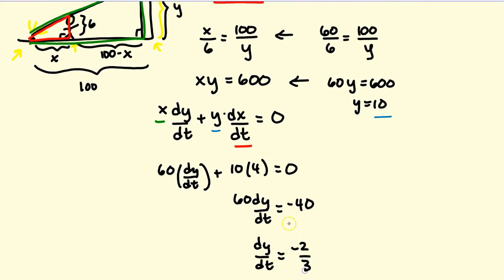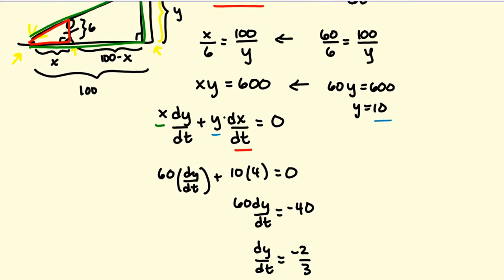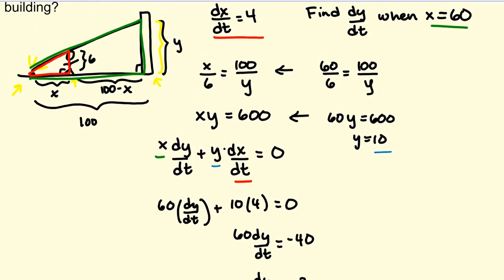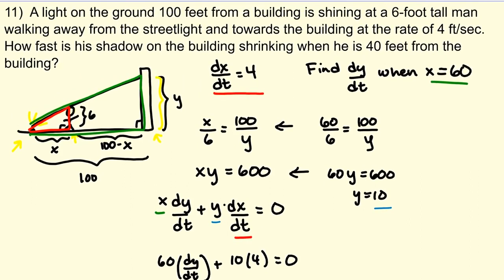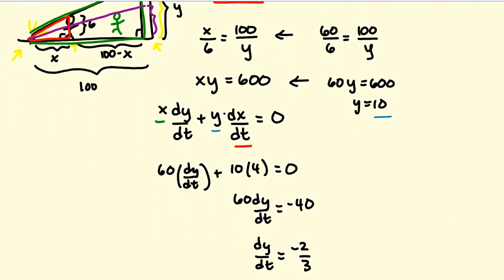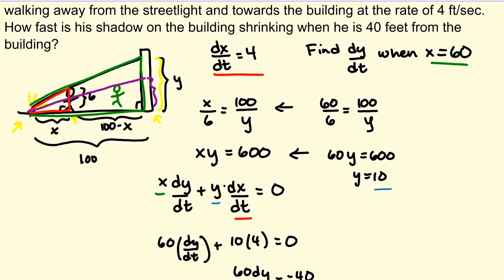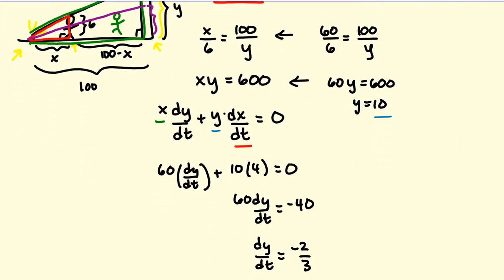Now, why did it turn out negative? Is y getting smaller? Yes, as the man moves closer to the building, the light would hit the man's head in a different place and the shadow would be shorter. So it makes sense that that is negative, and the units would be feet per second.